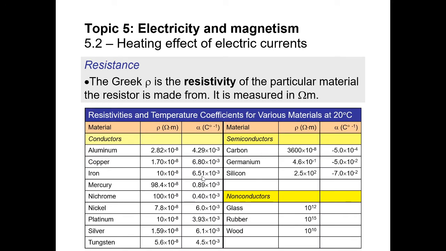Now, this table tells us the resistivities and something called the temperature coefficient for various materials at 20 degrees Celsius. Generally speaking, the reference values for the resistivity are always given at 20 Celsius. And the reason for that, which we're not going to get into a whole lot, is because temperature affects resistance.